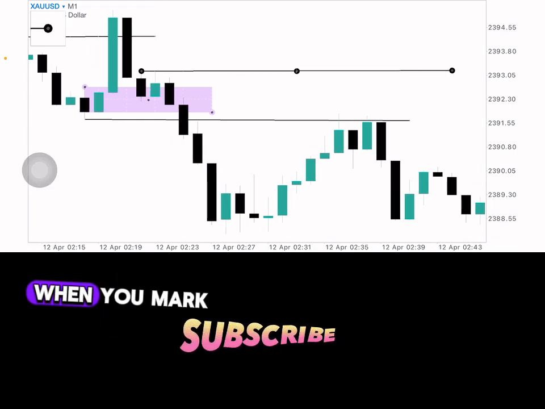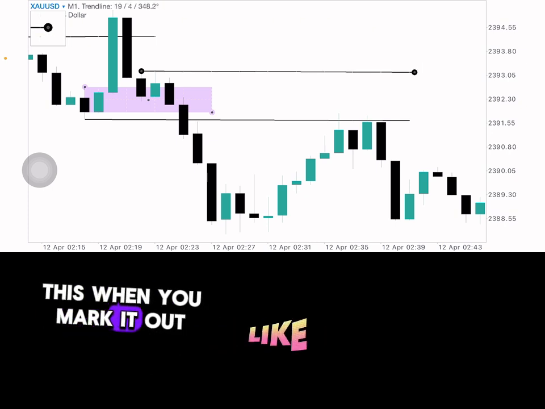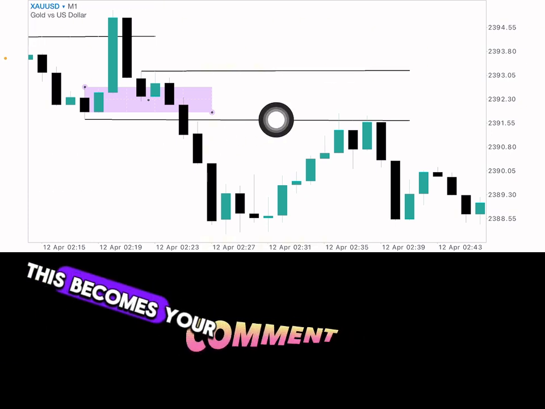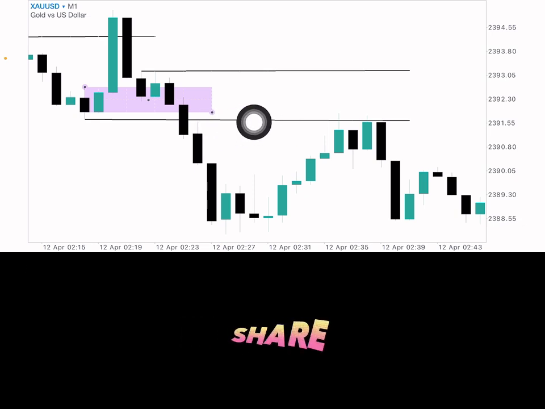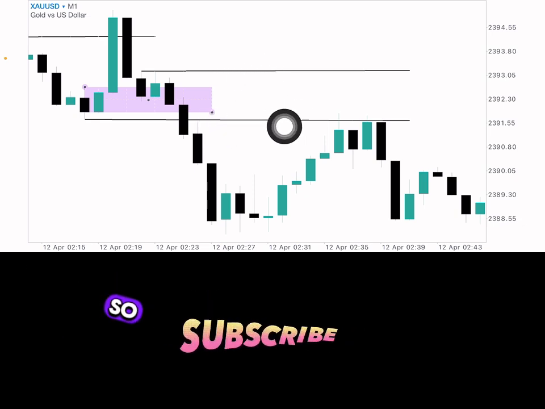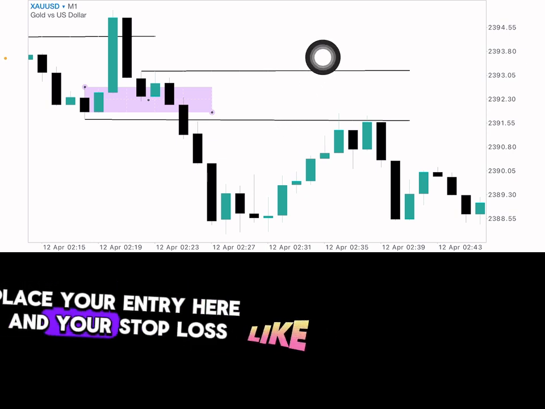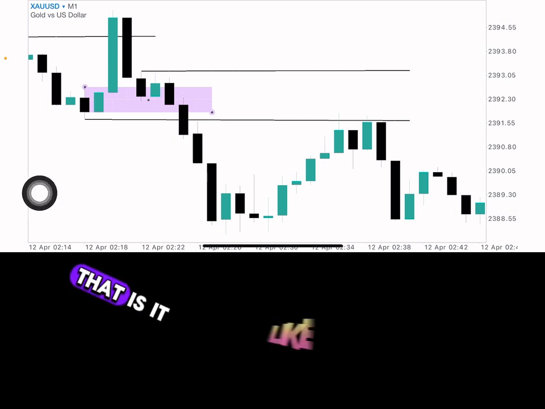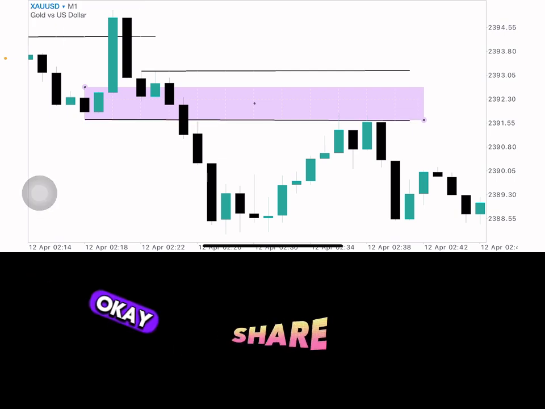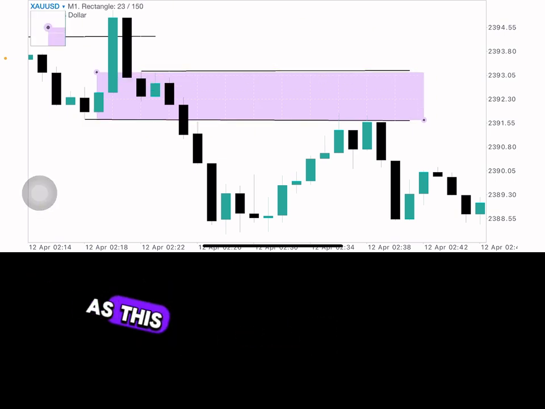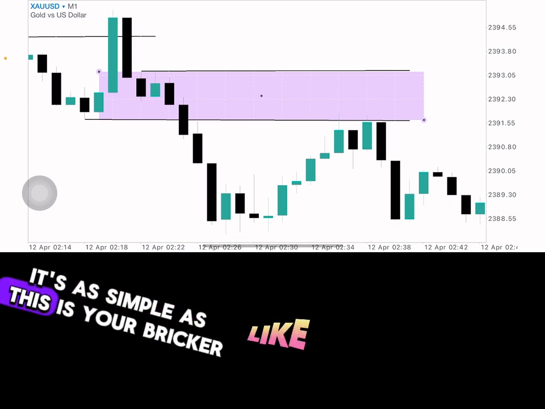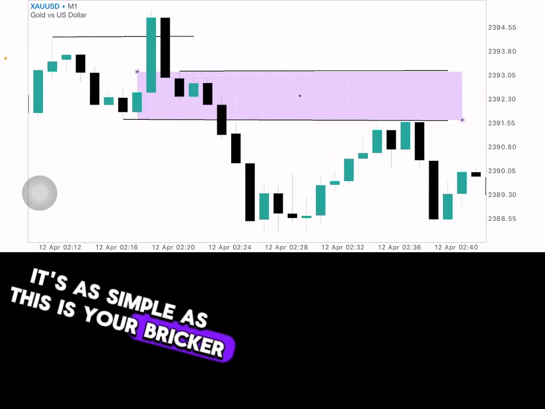This is it. So when you mark it out like this, this becomes your entry level, and this becomes your stop loss level. So you place your entry here and your stop loss a little bit above it. That is it. This is your breaker block. It's as simple as this.